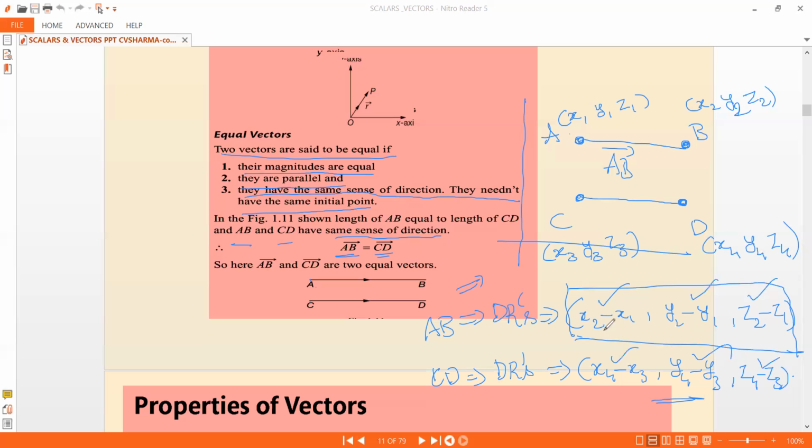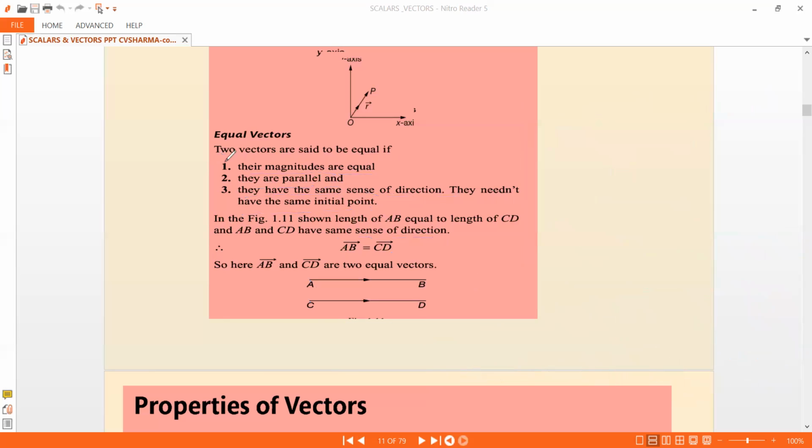And now, how do you generate the vector? Once you have this, the vector can be generated by the funda that (x2 minus x1) i cap plus (y2 minus y1) j cap plus (z2 minus z1) k cap. So this is how you generate the vector AB bar. As simple as that. Once you know the direction ratios, it's very easy to generate the vector. So this is the idea between the vector and the point, the direction ratios.